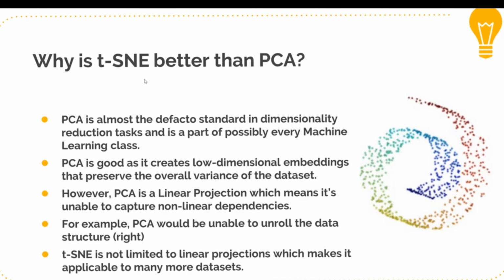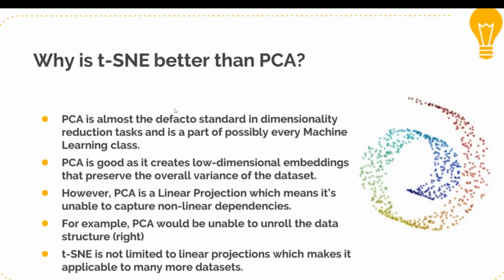So why is t-SNE better than PCA? Firstly, PCA is almost a de facto standard in dimensionality reduction tasks, possibly because it's in every machine learning class. It's quite popular and fairly easy to understand with eigenvalues and eigenvectors, and it works quite well. It's very good at creating a low dimensional embedding that preserves the overall variance in the data, as you saw before when we tried PCA in Python.